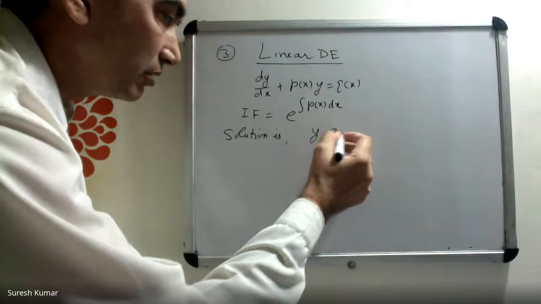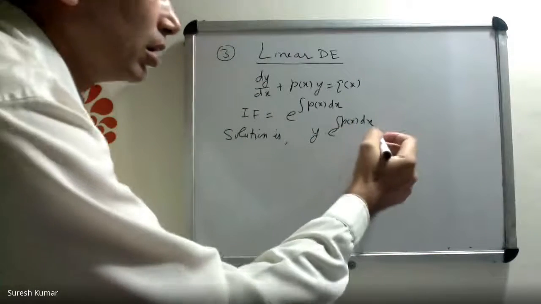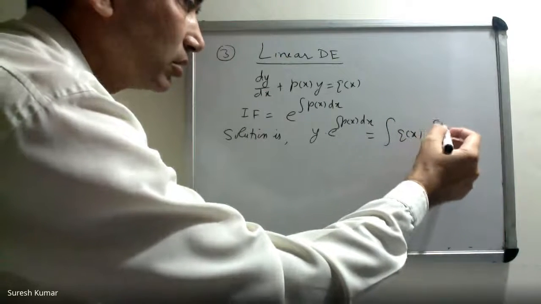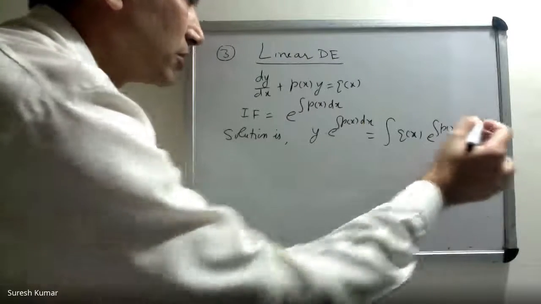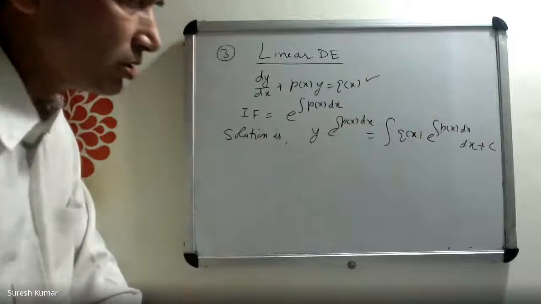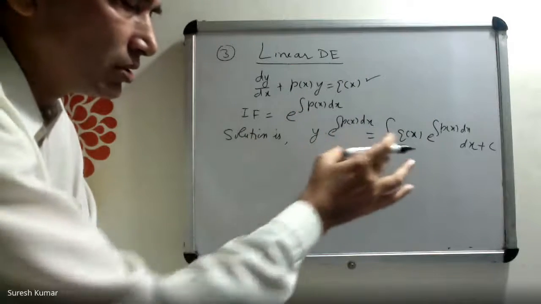y times the integrating factor equals the integral of Q(x) times the integrating factor dx, plus c. This form of differential equation is linear. This is its integrating factor, and after that, this is the solution.